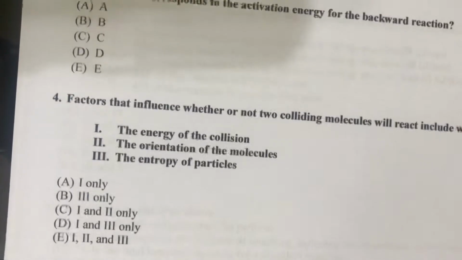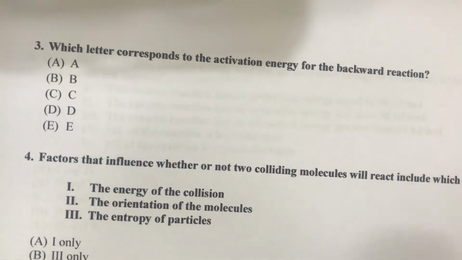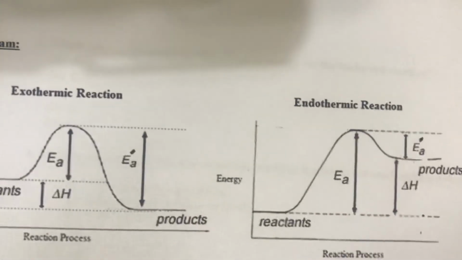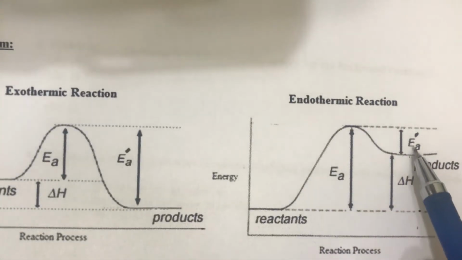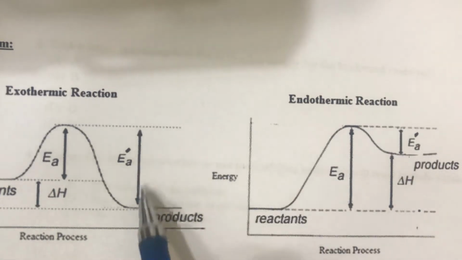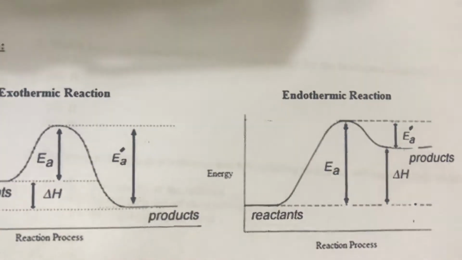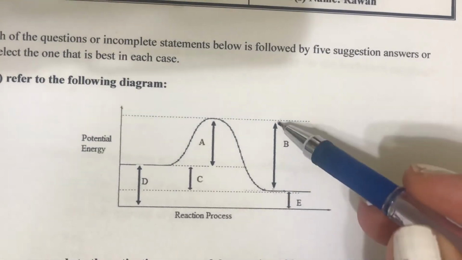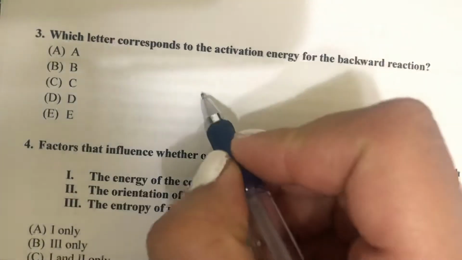Now question 3, which letter corresponds to the activation energy for the backward reaction? So here the activation energy for the backward reaction is the energy difference between product and the activated complex. So here the energy difference between products and the activated complex is B. So the correct answer is B.